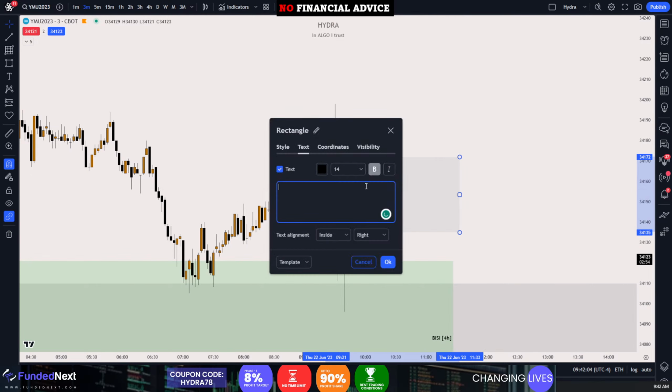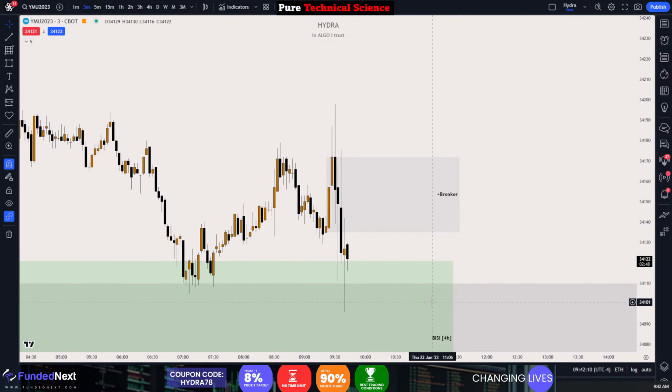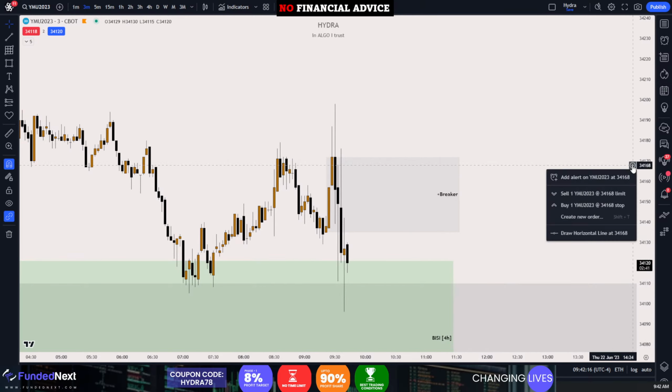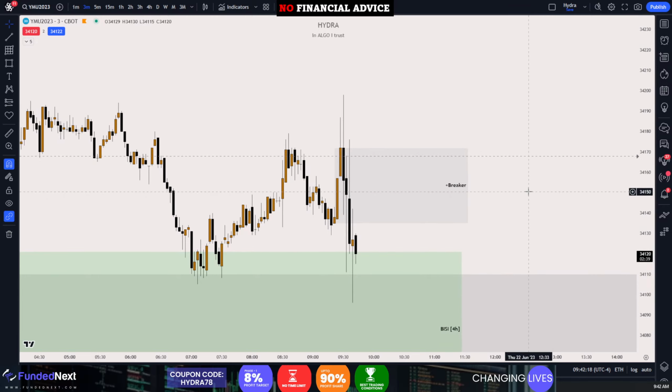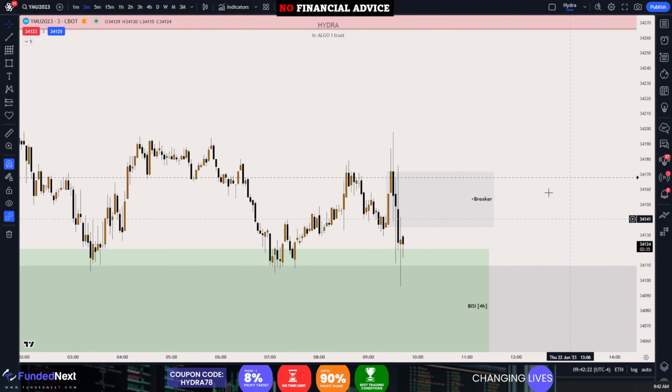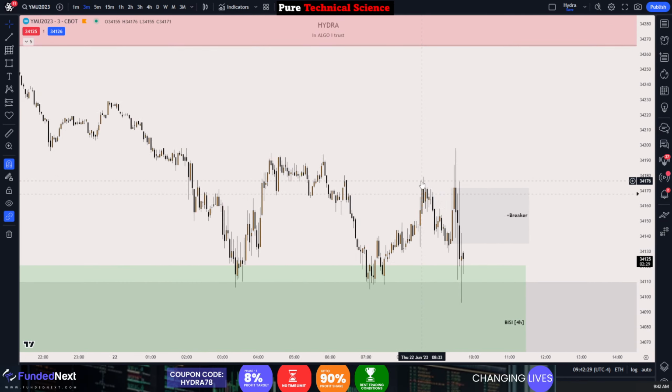So I'm gonna be tape reading this breaker block, and if price is delivering towards the sell side liquidity, I have no interest tape reading US30. But if price is coming near to this breaker block, I'll have an interest to tape read. So I'm gonna be putting an alert here. If price is somewhere near here, then after that I'll talk about it.